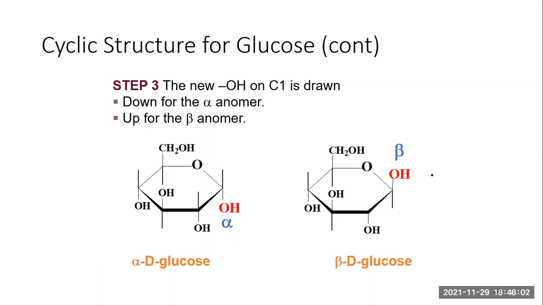And again, either our alpha or our beta will be asked of us. If it's the alpha, that last OH group will go down. And if it's beta, the last OH group will go up in this case. Any questions on that one there?